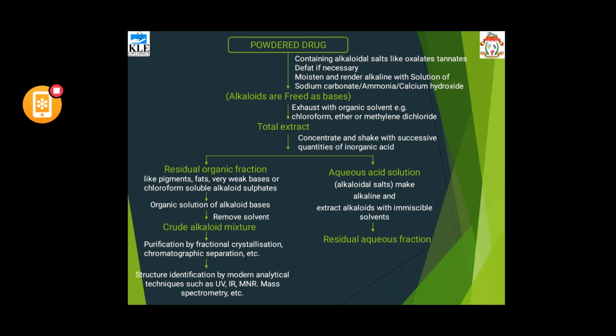This is a schematic representation of isolation and extraction of alkaloids. The powdered drug, which contains alkaloids, is treated with sodium carbonate, ammonia, or calcium hydroxide, and the alkaloids are freed as bases. Then these are exhausted with organic solvent such as chloroform or ether, and the total extract is formed. This extract is concentrated and shaken with successive quantities of inorganic acid. Two types of solutions are formed: residual organic fraction and aqueous acid solution, and at the end we get residual alkaloid.